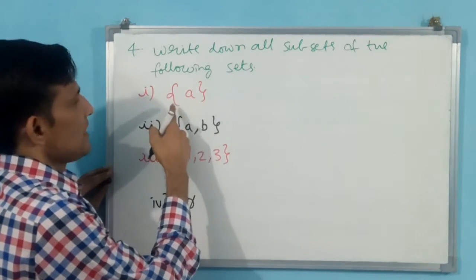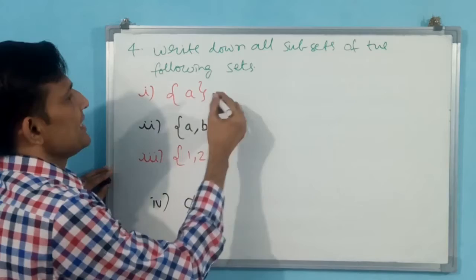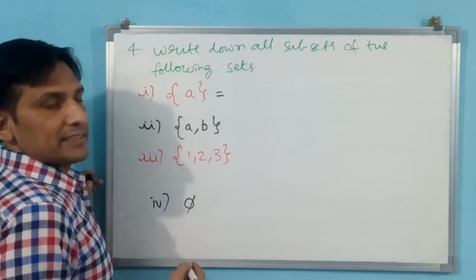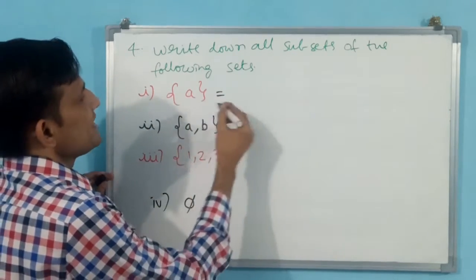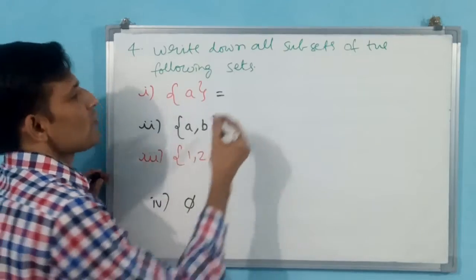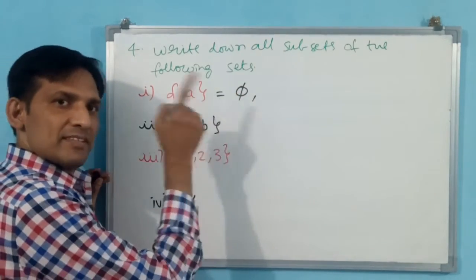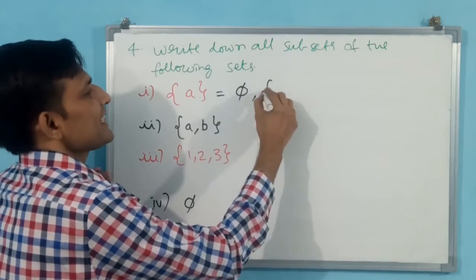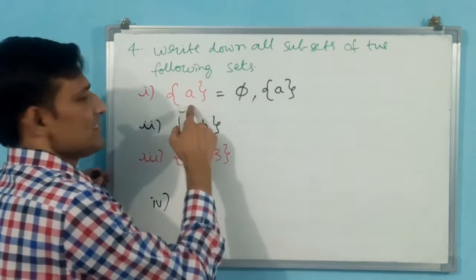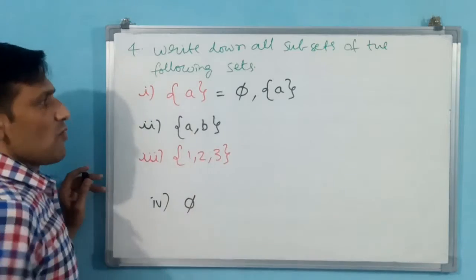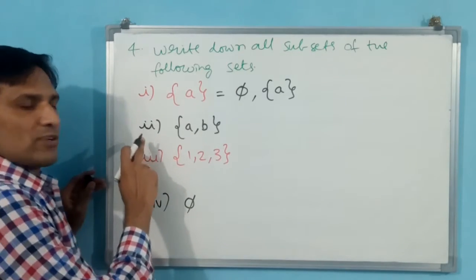Set A, a singleton set. What are the subsets? I am going to make 2 power 1, so 2 sets have to come. First set is the empty set. The empty set is a subset of every set. Then the second set is the full set, this set. Okay, over.